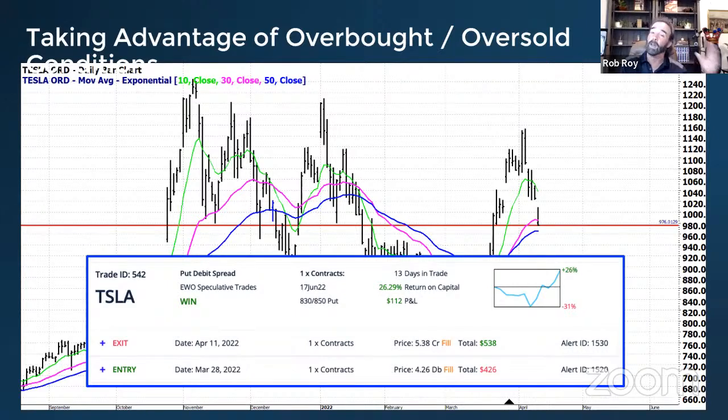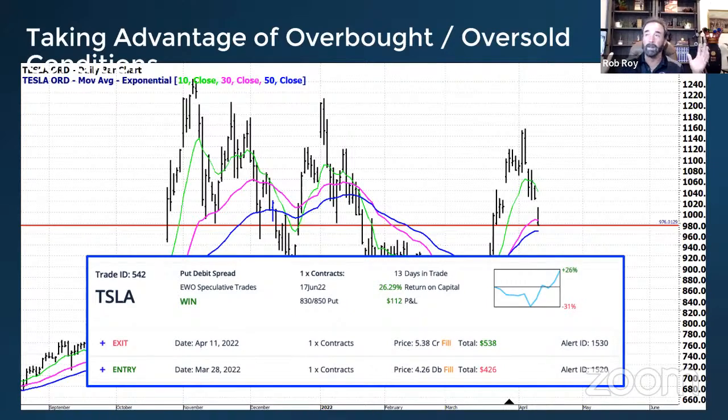But if you have a larger account and you just wanted to buy the straight puts rather than do a spread, you could have done that. Obviously, you would have generated a much higher return doing that, but we stay within our guidelines. You can see we only paid $426 for the spread, and the spread generated a 26% gain in less than 2 weeks. And it was all just because you could clearly see Tesla was short-term overbought.